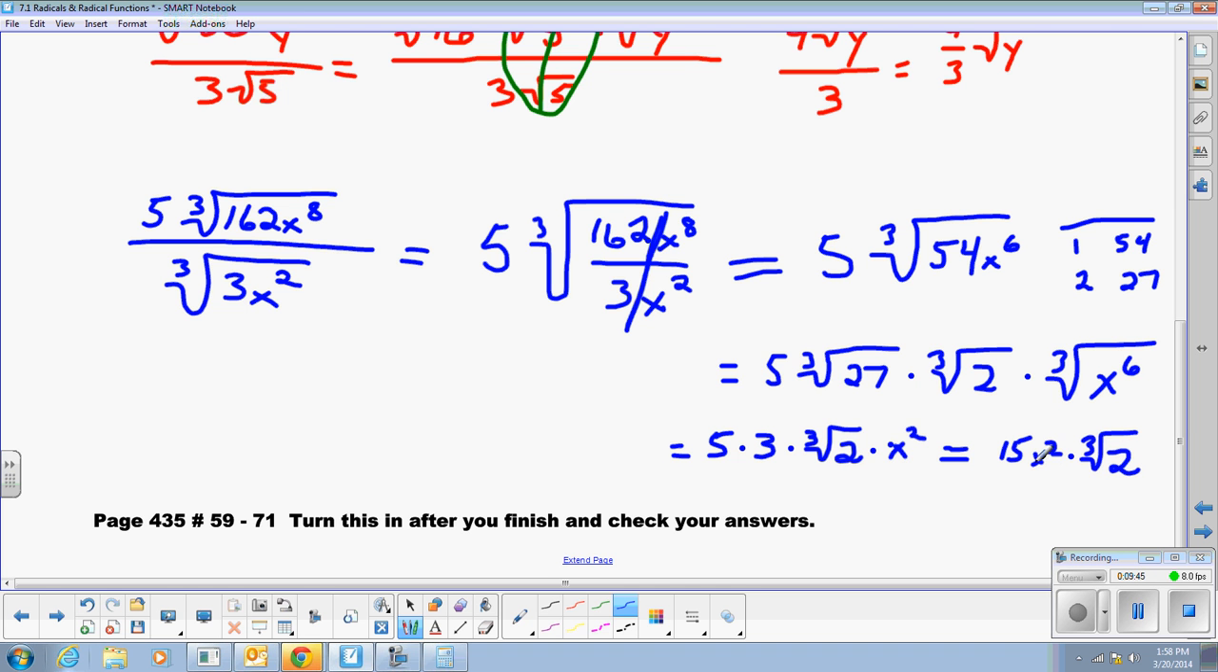I have now factored out anything that's possible to give us rational numbers here. What's left over is multiplied by something that is irrational. And at that point, I will stop.